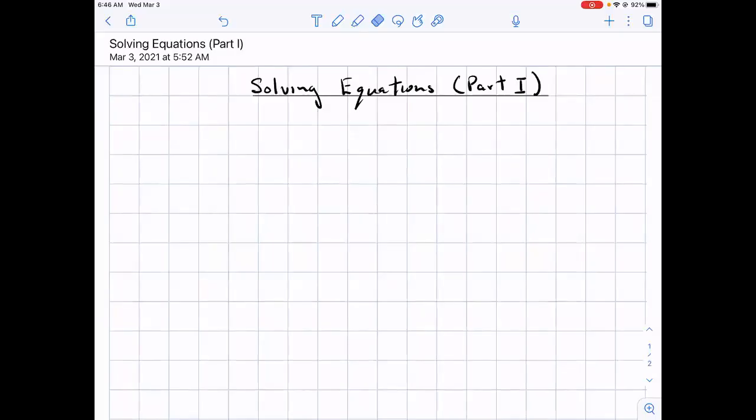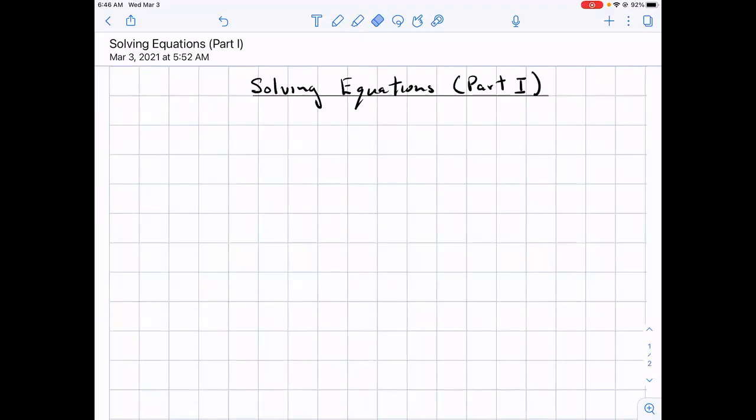In this video, we'll be looking at solving equations. Now, there are a variety of equations, and if I try to solve all of them in one video, then the video will be extremely long. So this video will be in two parts, and you are now looking at part one.